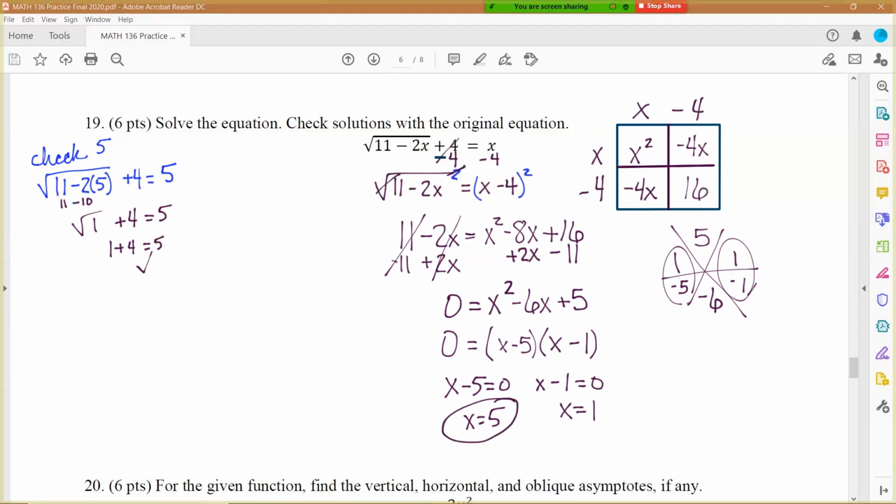We're going to do the same exact thing to check 1. So we're going to go back to the original. 11 minus 2 times 1. Let's see, square root, plus 4. So underneath my square root, I have 11 minus 2 times 1. Then plus 4 equals x. Well, x was 1, so equals 1.